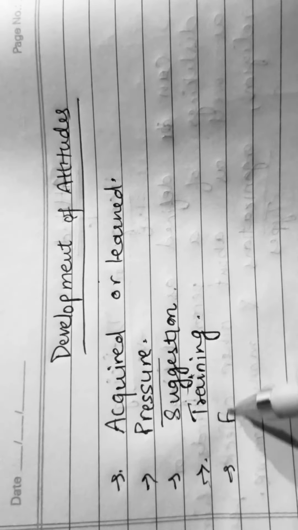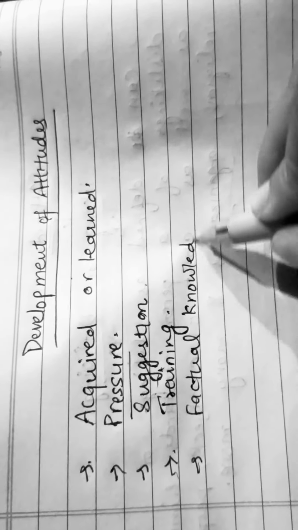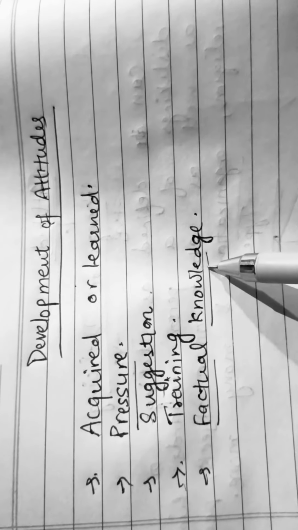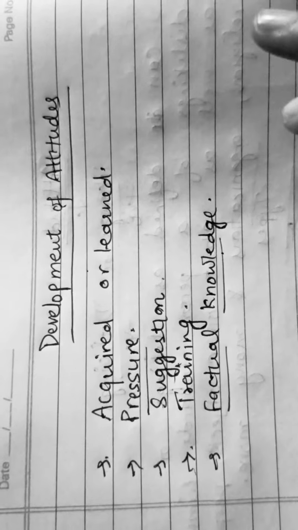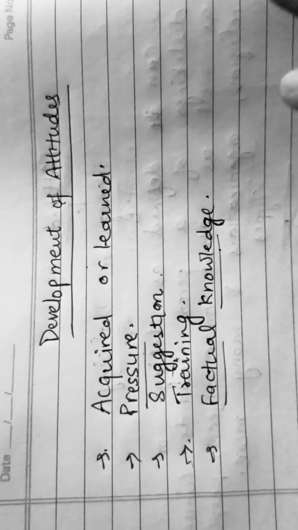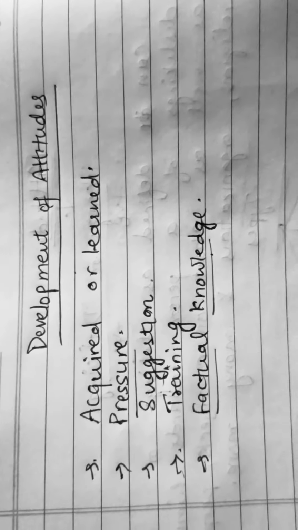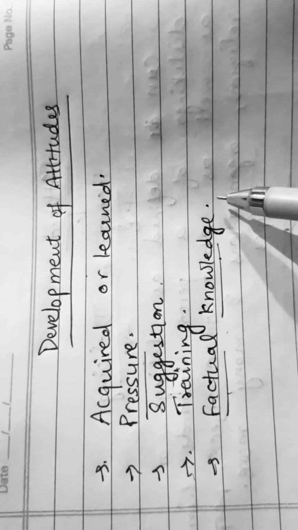Then some attitudes we develop in us on the basis of factual knowledge. Factual knowledge means the knowledge that we collect from social media sites or from books. That is fact-based knowledge, the knowledge that we collect from books, social media sites, Google, YouTube, articles, magazines, research, that is fact-based data. So yes, factual knowledge also develops your attitudes.